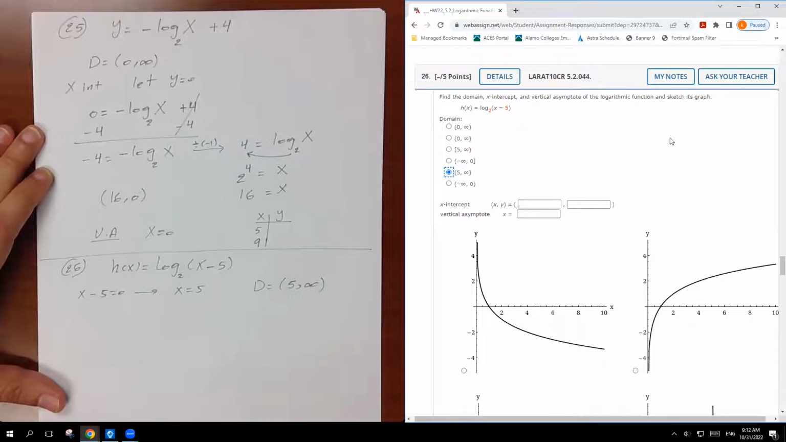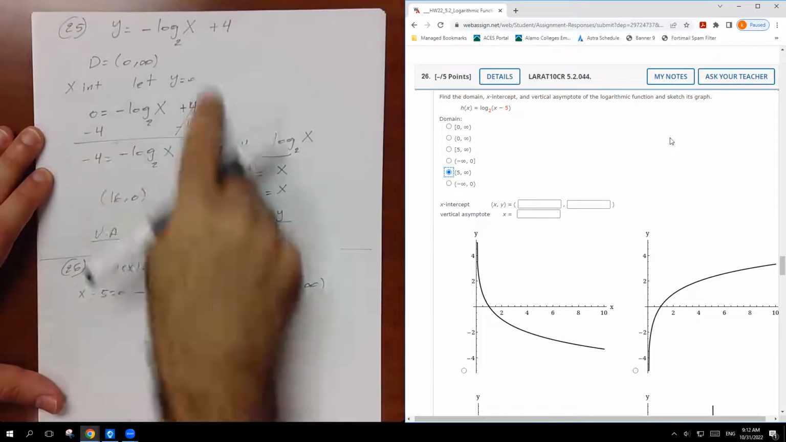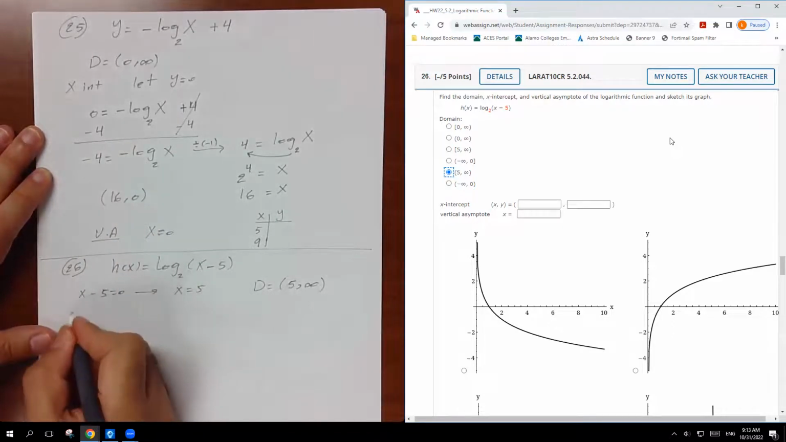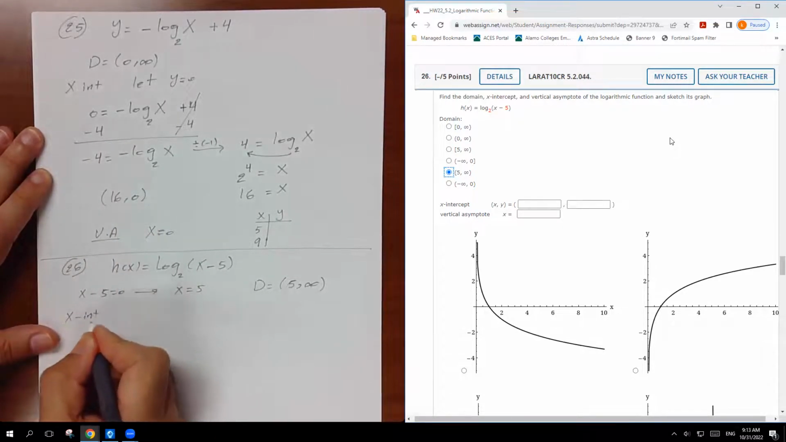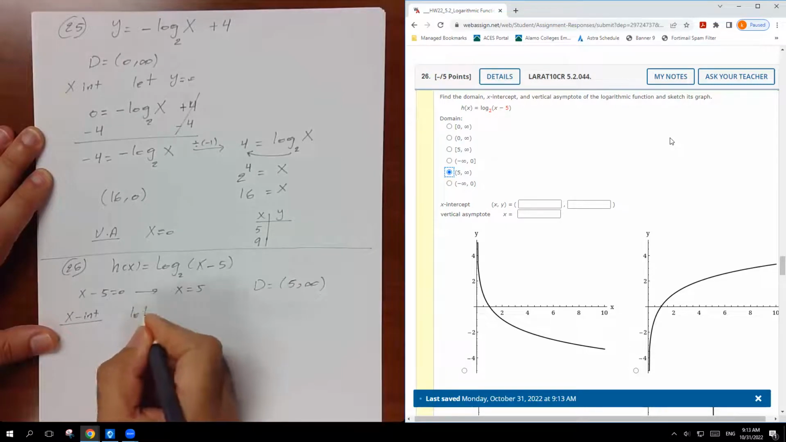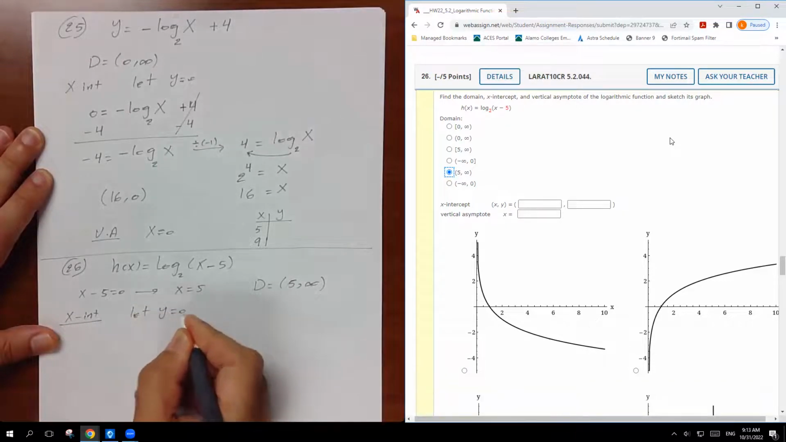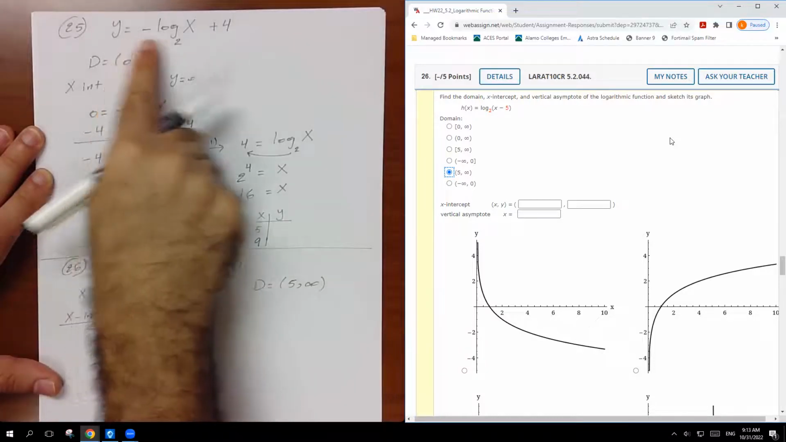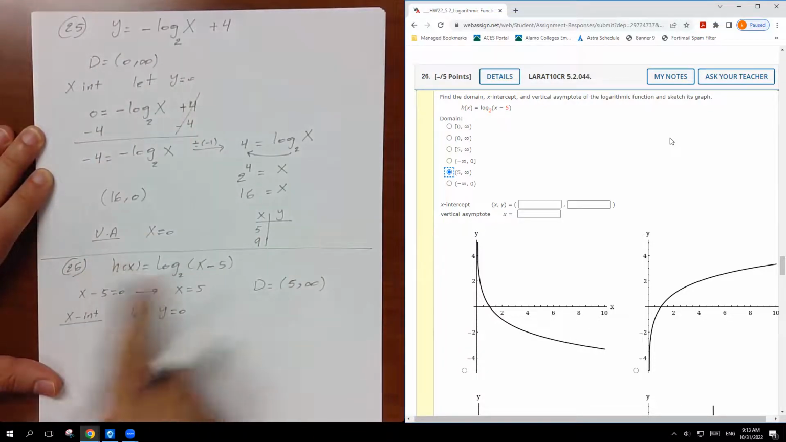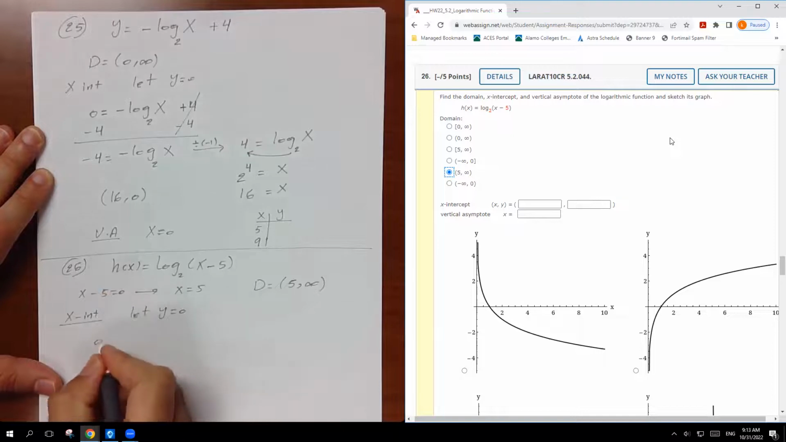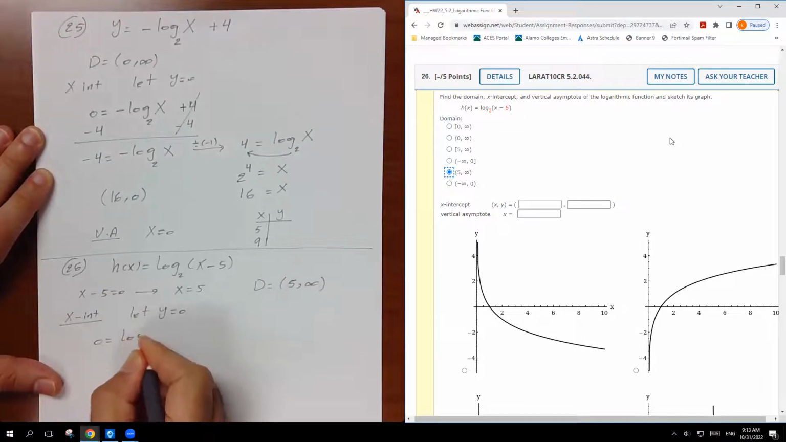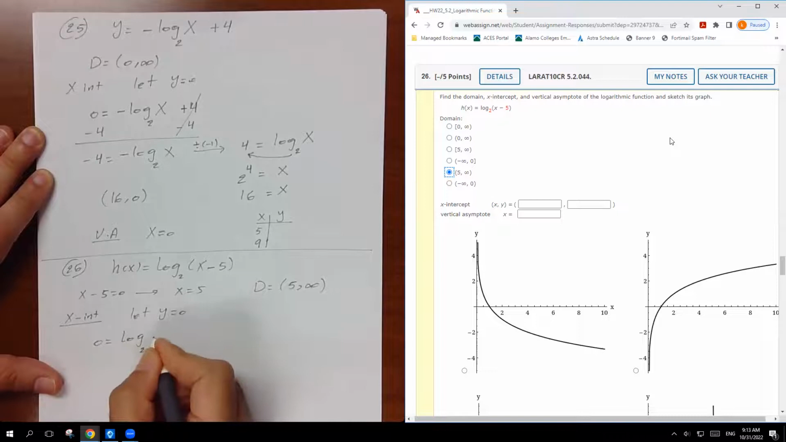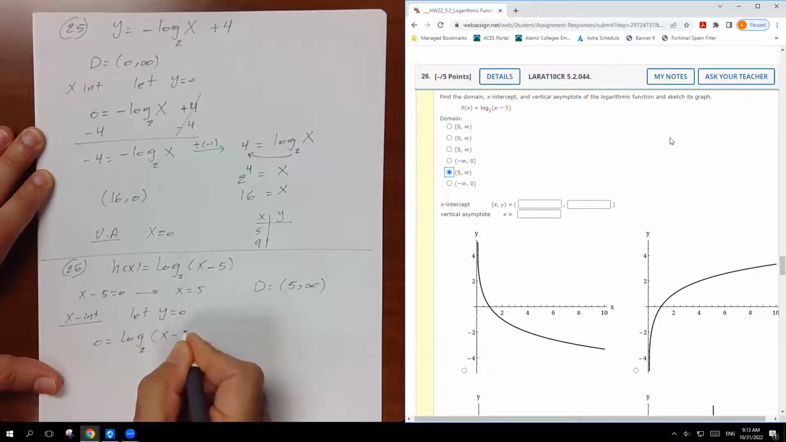X-intercept, how are we going to find the x-intercept? Exactly like what we did here. To find the x-intercept, we're going to let y equal 0. That means here's y equals 0. No, sorry, here, which is h of x. So 0 is going to be equal to log to the base 2 of x minus 5.